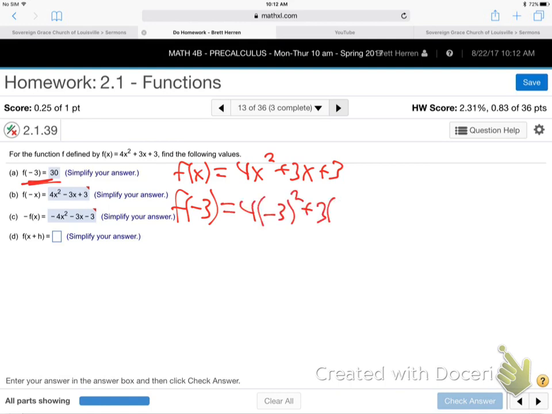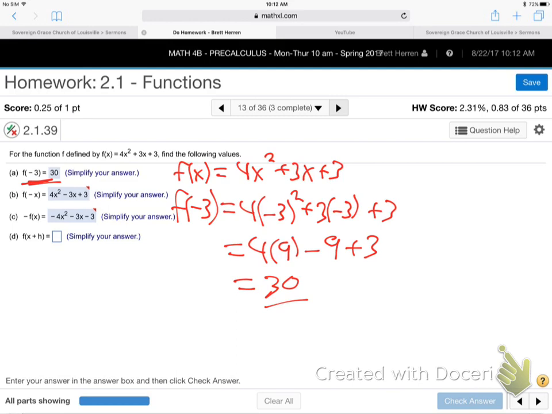Just plug in negative 3, like that. And then that is, what's that, 4 times 9, minus 9 plus 3. 30, yeah, it is 30. So there we go. Just plugging into functions. Remember how that works? Just plugging in everywhere you've got x.